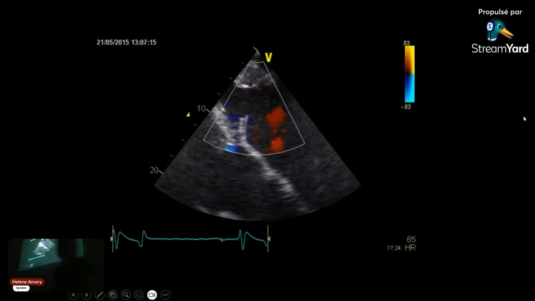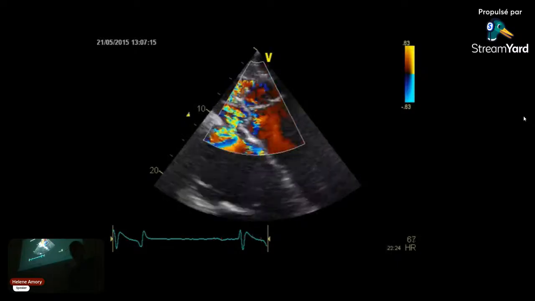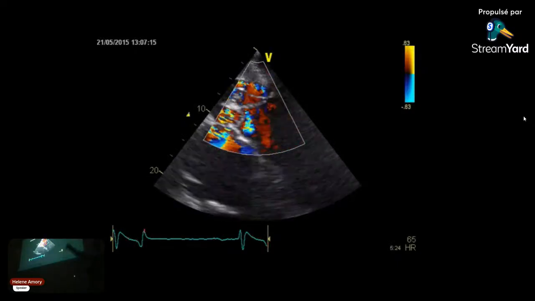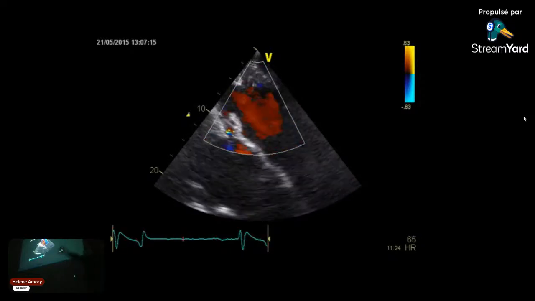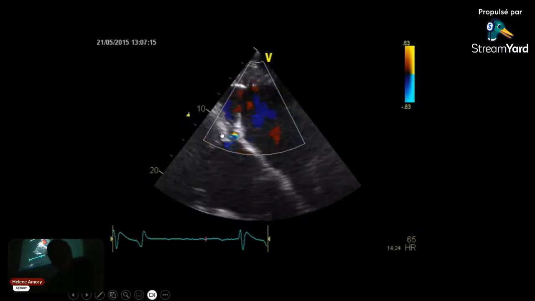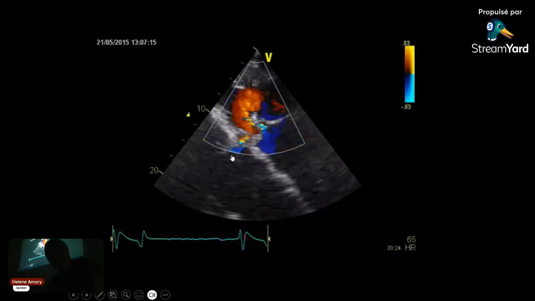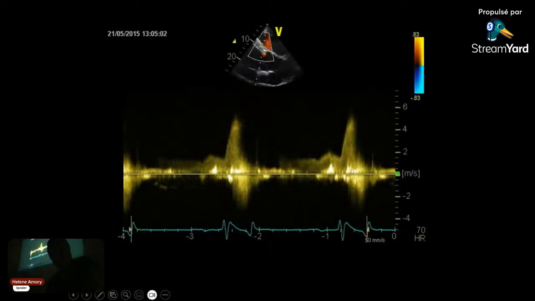This is the Doppler. We put the Doppler in the area, and it's easier to detect the septal defect. It's a case of septal defect. It's easier to see it with the Doppler because you see the turbulent flow going through the septum during systole. Right now. Okay, you see it? Turbulent flow. You can also put the continuous Doppler on it, and you see that there is a turbulent flow here.